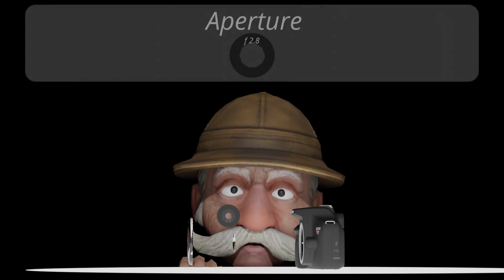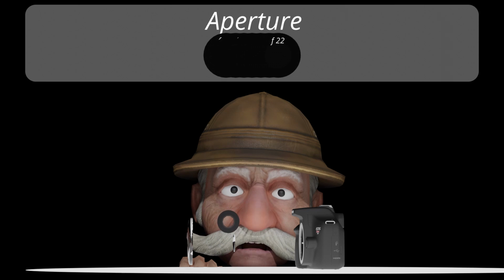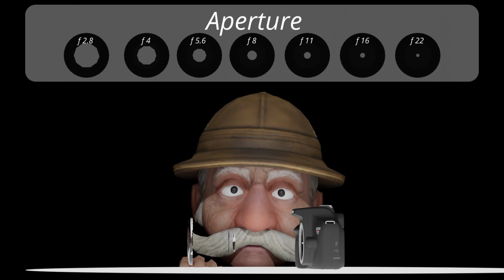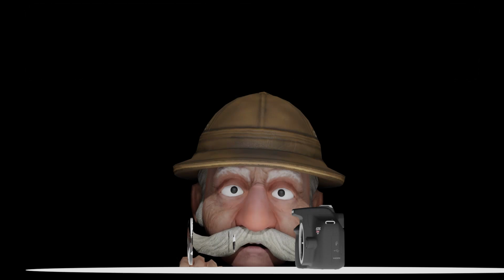All that's important for you right now is that you understand that the aperture is one thing that impacts how much light gets through to the sensor, and that different settings affect the final image differently. So that's it for the lens. Now let's take a look at some of the important parts inside the camera body.